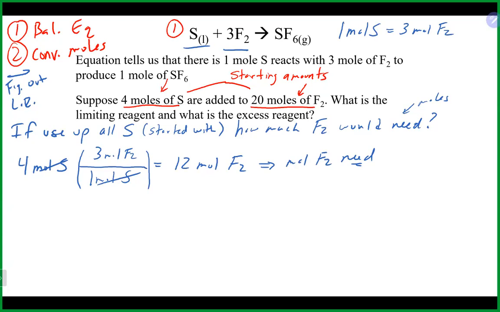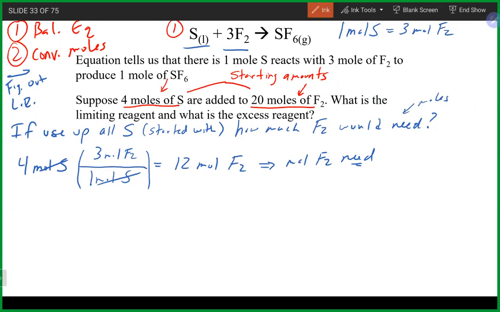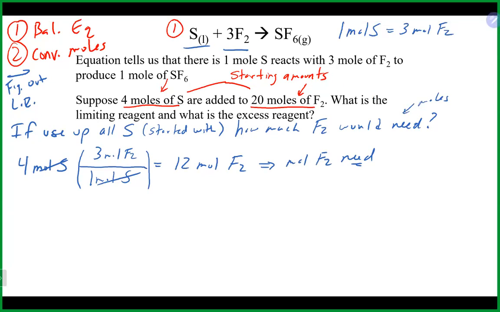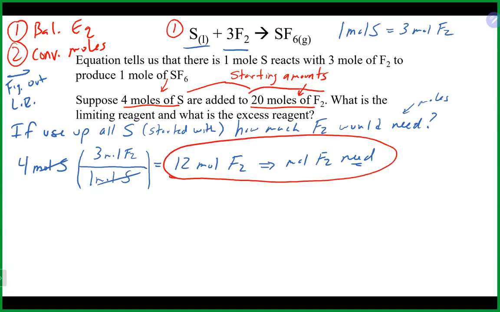I just figured out if I wanted to use up all of my sulfur, I would need to toss in there 12 moles of fluorine. How many moles of fluorine did I start with? 20. So I want to compare those two numbers. Do I have enough fluorine? I only need 12 and I have 20, so I have enough.